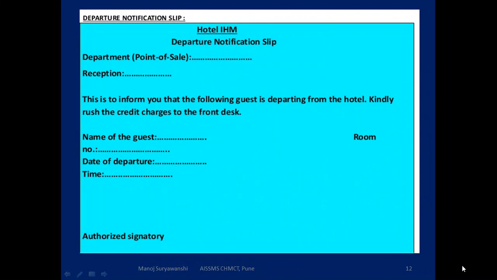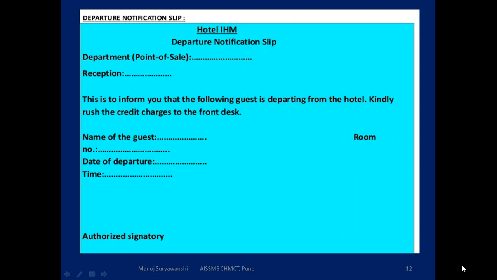This is the format of a hotel departure notification slip. You can see the hotel name has been given, and the heading, departure notification slip. Then department, point of sale. Point of sale means the revenue generating areas like bar, restaurant, coffee shop, spa, salon. So these are departments where the guest has rendered the services. So they will also come to know that this guest is already departed.